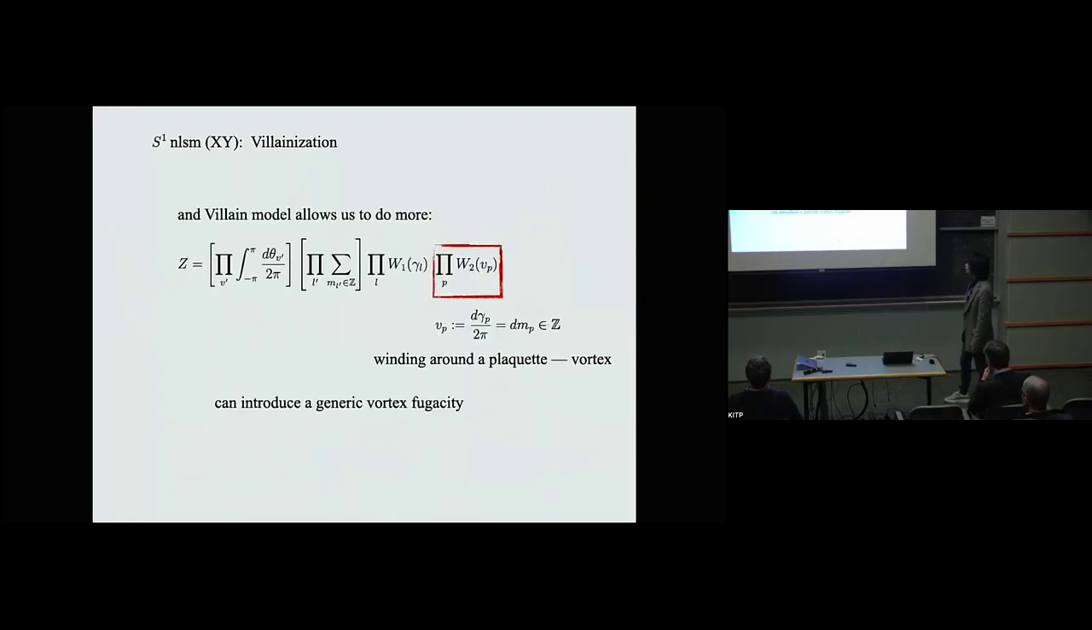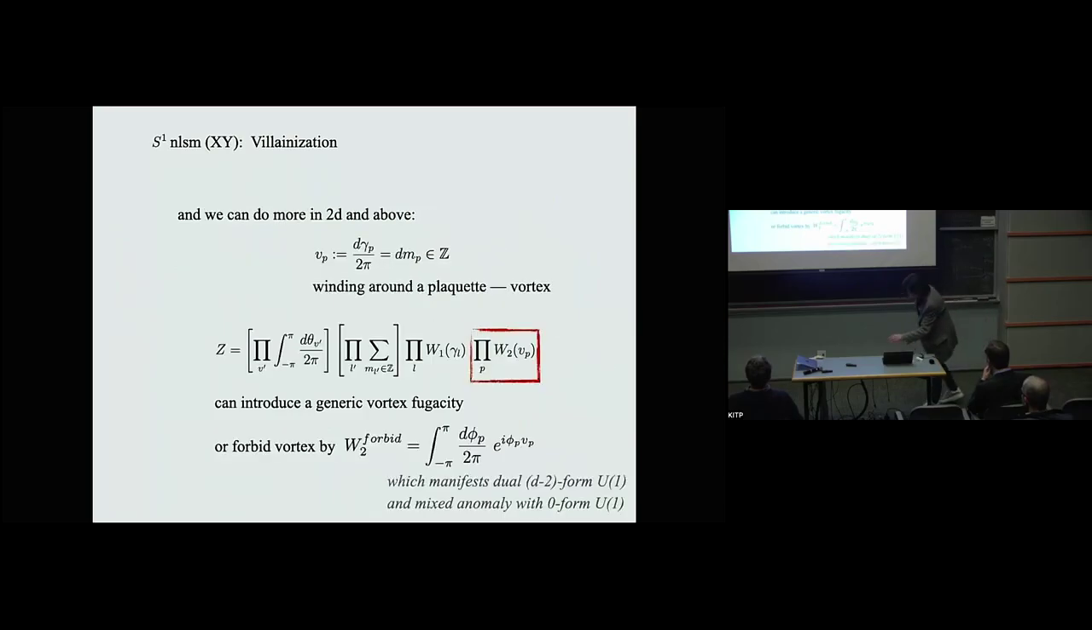And in 2 dimensions, let me go to this slide. In 2 dimensions or above, we can actually do more. Why? Well, let's now consider the winding number around a single plaquette. What is that? That's just a vortex, right? Vortex is a winding number around a single plaquette, and it's the lattice curl of gamma, which is again an integer. And now in a 2D or higher dimensional model, we can introduce a weight on each plaquette, which is the vortex fugacity. We can penalize vorticity however we want. Or even in the extreme case, we can forbid vorticities entirely by a Lagrange multiplier. And this phi is U1 because the vorticity is an integer.